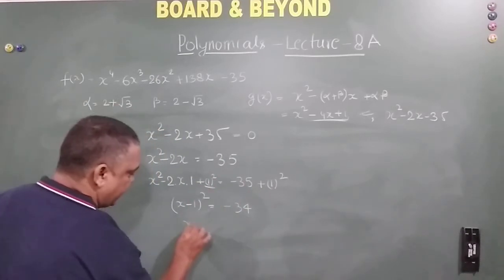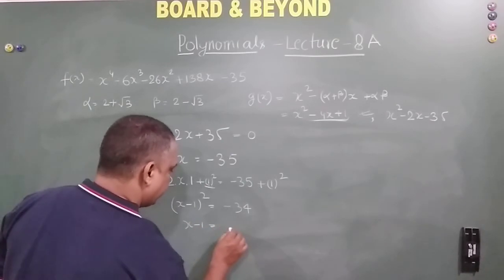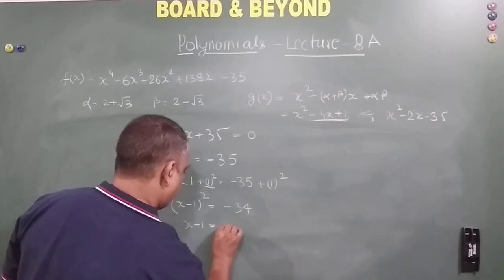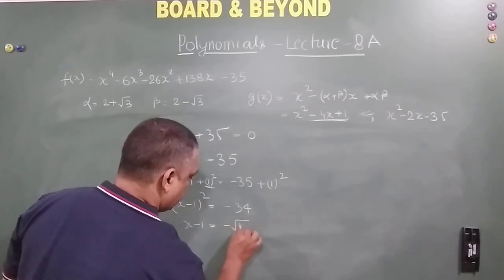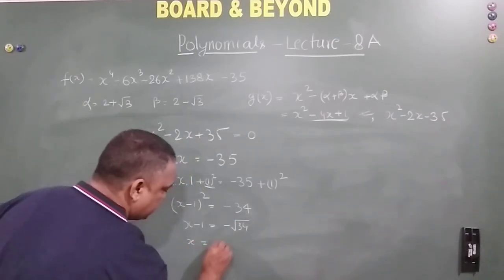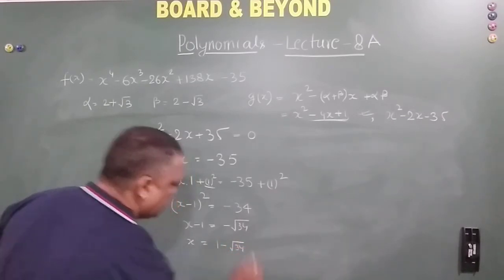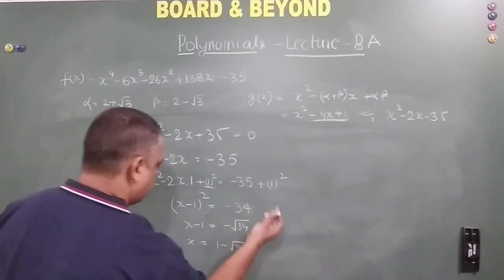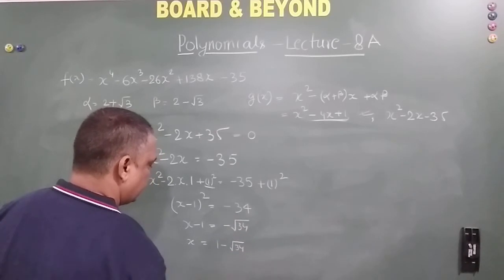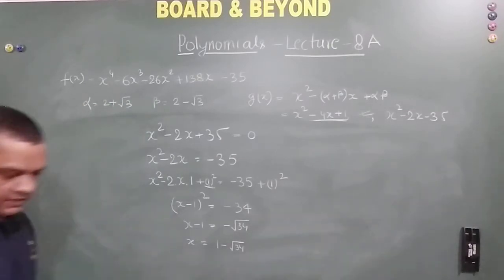So x minus 1 is equal to minus root 34. Correct? So x is equal to 1 minus, it was into minus root 34. Okay, so one second, just hold on. Let me just think over it.